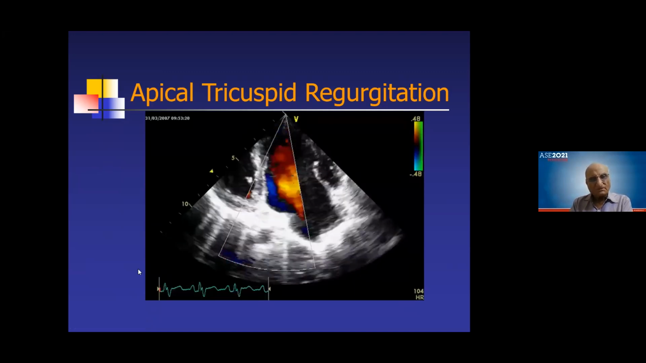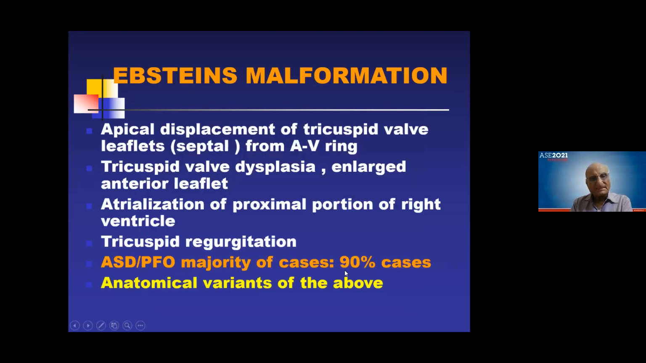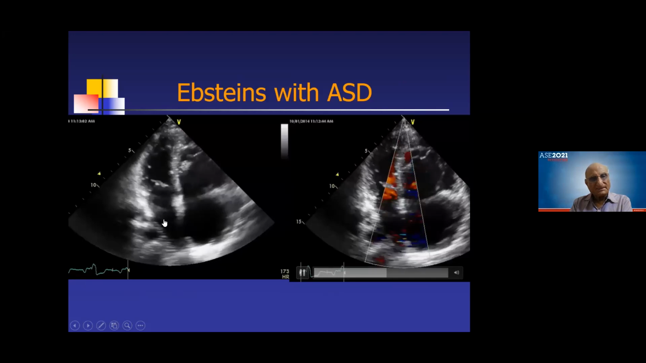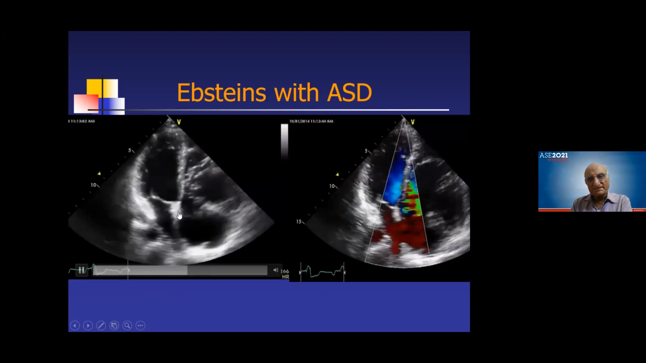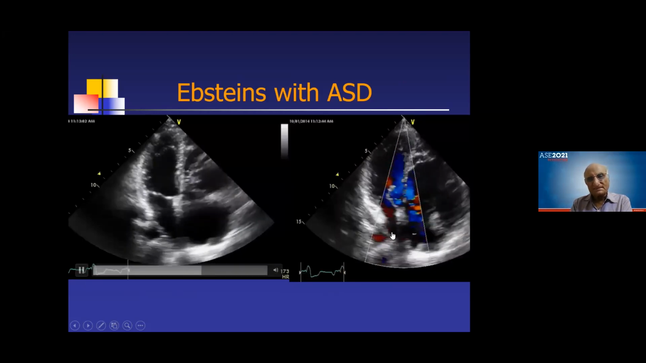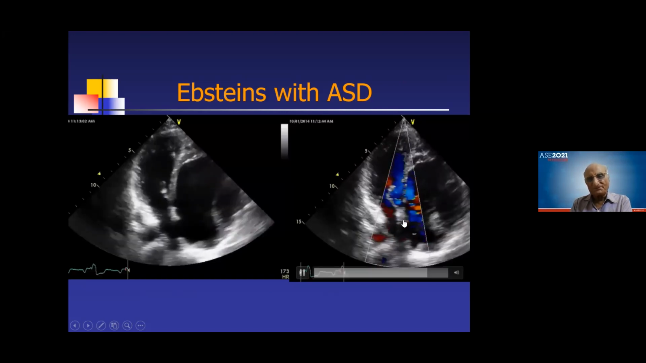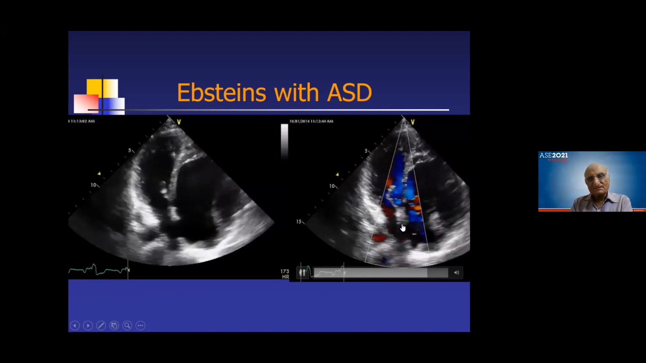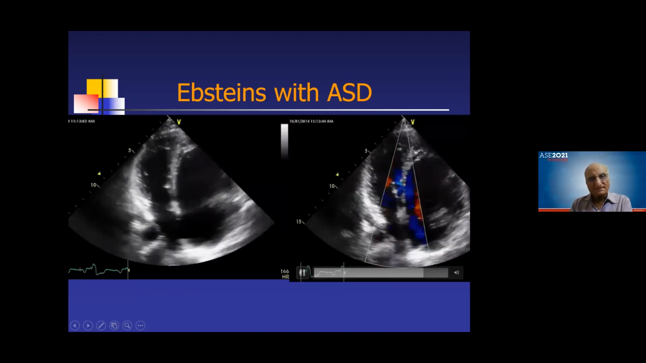Then in the majority of cases, there is an ASD or PFO. For example, here you see there is an ASD. This is the left atrium because the pulmonary veins are draining into it, and there is an ASD, and the flow is going from left to right. So there is an associated lesion which is seen. So you must look for all associated lesions.